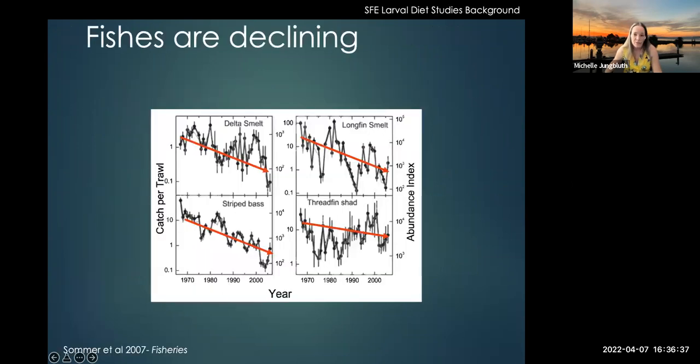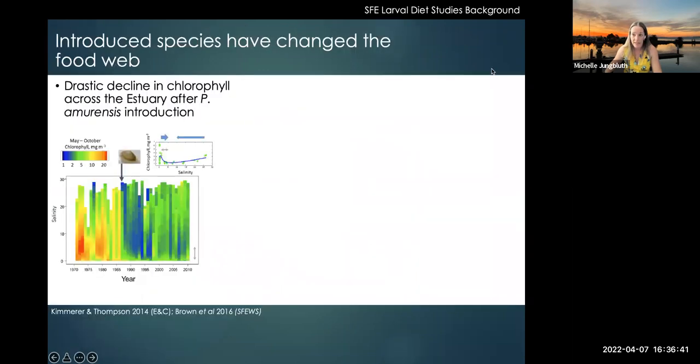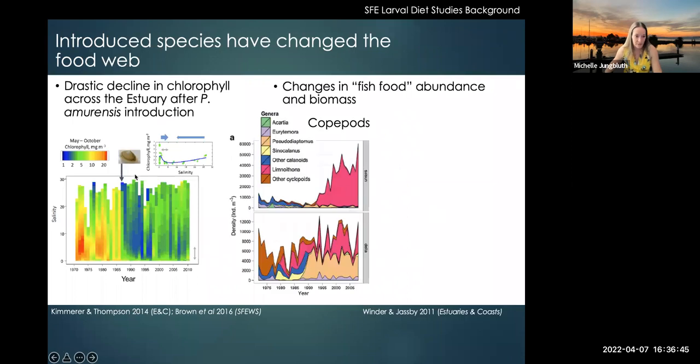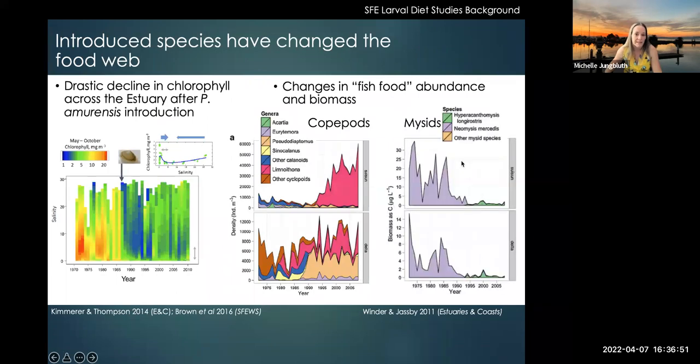So, moving to larger things, the fishes. As I mentioned, the fishes are in decline, and part of that is from the drastic reduction in chlorophyll. There have also been changes in fish food abundance and biomass. The copepods and the mysids are the most common sources of food for planktivorous fishes and some adult and larval stages of fishes.